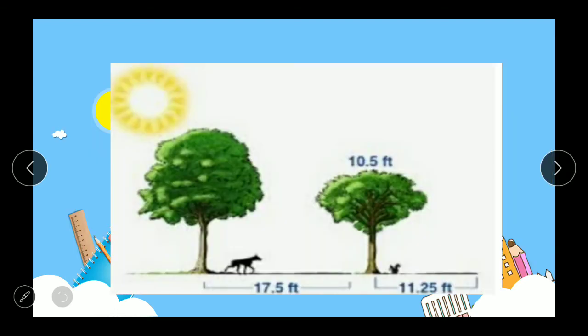In this picture, I have two trees. One has a height of 10.5 feet and the length of its shadow is 11.25 feet. The other tree has a shadow length of 17.5 feet, but the height is not known to me. Now in this problem, we have to use the concept of science.